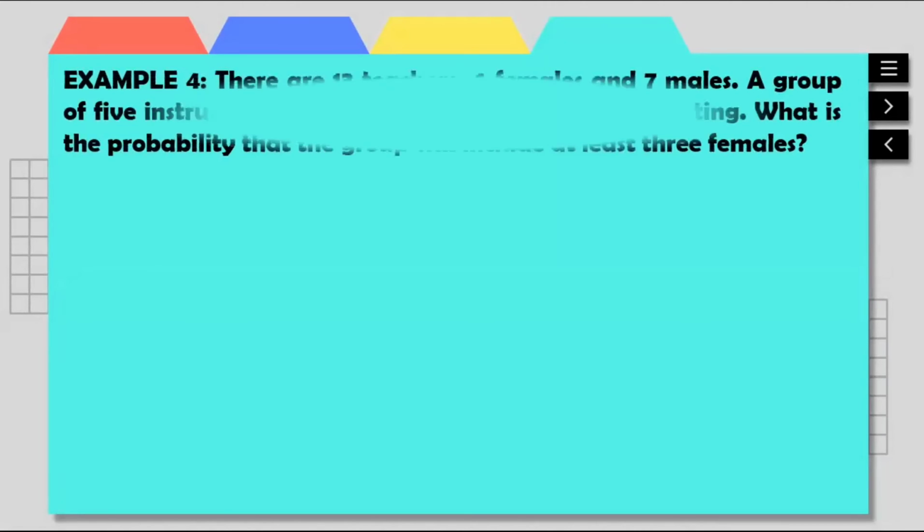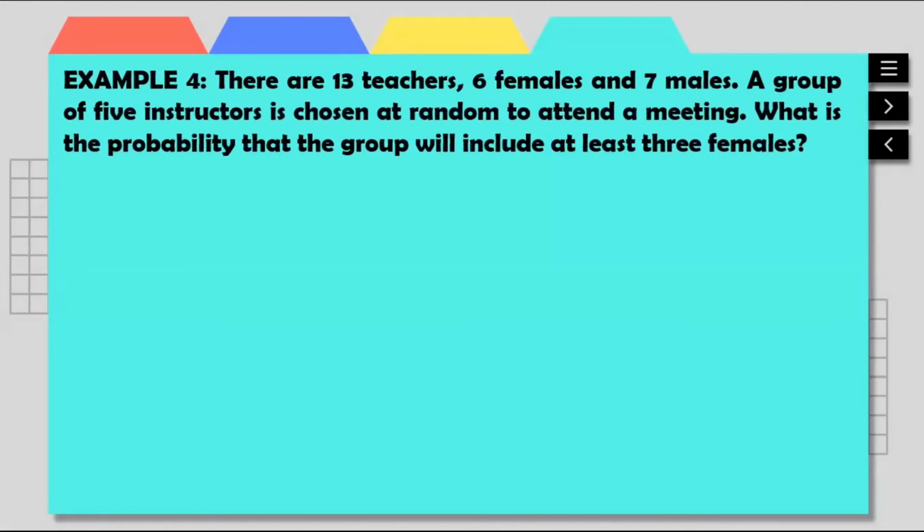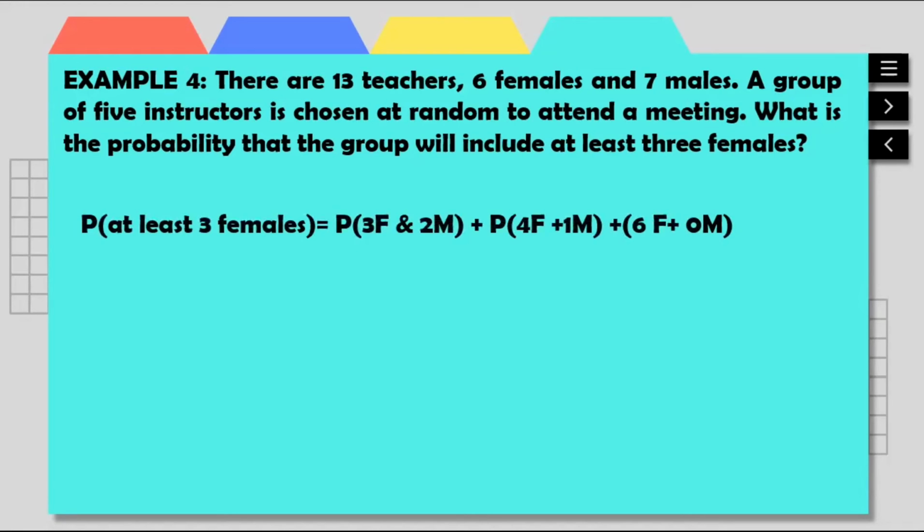Example number 4. There are 13 teachers, 6 females and 7 males. A group of 5 instructors is chosen at random to attend a meeting. What is the probability that the group will include at least 3 females? The probability of at least 3 females is equal to probability of 3 females plus 2 males, plus the probability of 4 females plus 1 male, plus the probability of 5 females plus 0 males.